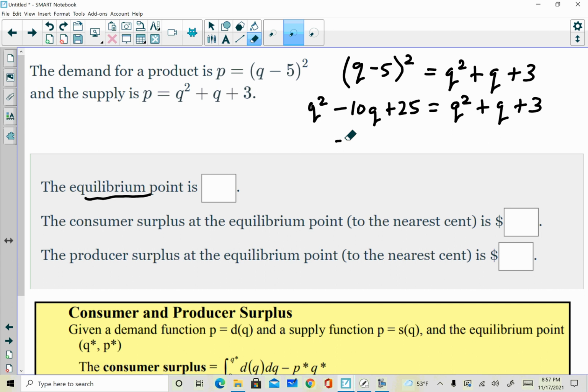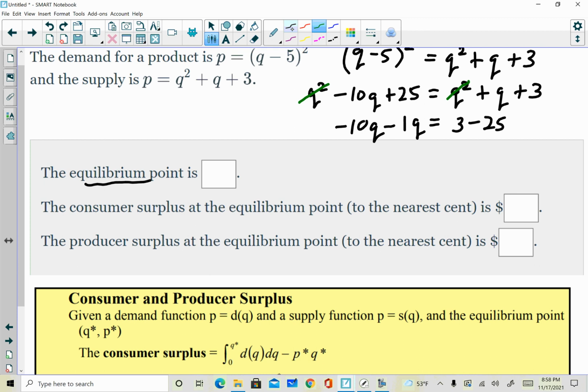So now I'm going to write the negative 10Q. The plus Q moving to the other side of the equal sign becomes minus Q. That means minus 1Q. The other side of the equal sign has a positive 3, and we'll move 25 over. Positive 25 moving to the other side of the equal sign becomes negative 25. The Q squareds cancel. I can subtract Q squared from both sides of the equal sign. Negative 10Q and negative 1Q is negative 11Q. And 3 minus 25 is negative 22.